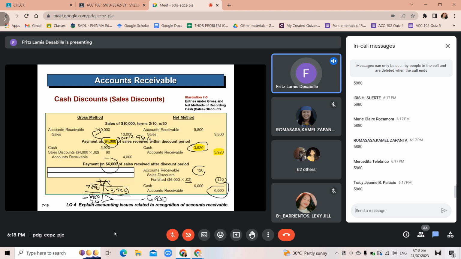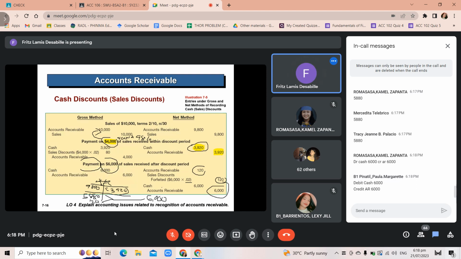So to restore it to its original amount, debit AR, credit sales discount, and since na-collect naman nato siya, debit cash, credit AR. Under the gross method, guys, what would be our journal entry? Correct, no? Debit cash, credit AR. Very good. Okay, so let me go to the next one.